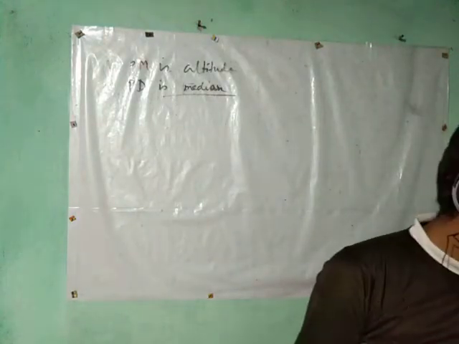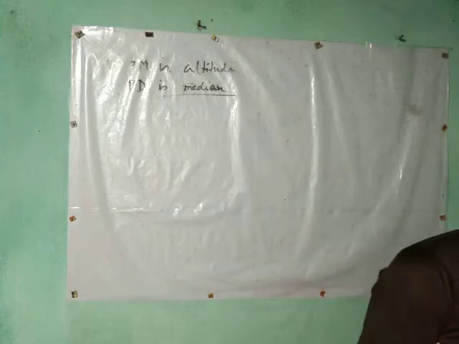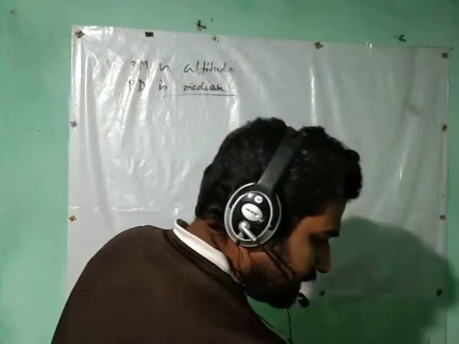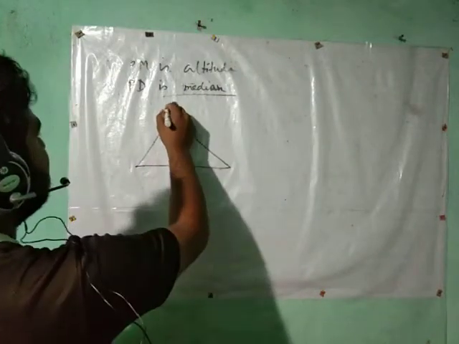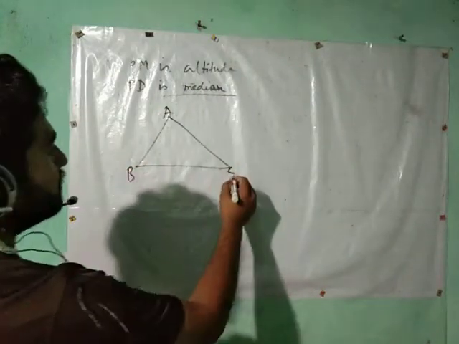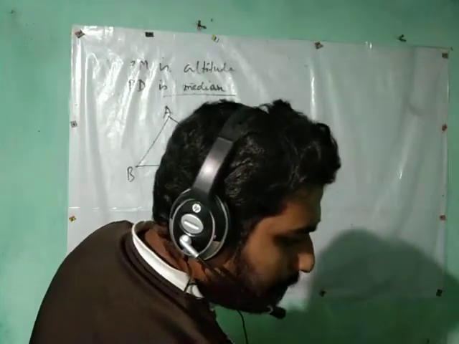Now question number 2, what is given? Draw rough sketches for the following. See, first one, let me start. First one is: in triangle ABC, BE is a median. Let us suppose any triangle ABC, right? And you are asked to draw a median BE.